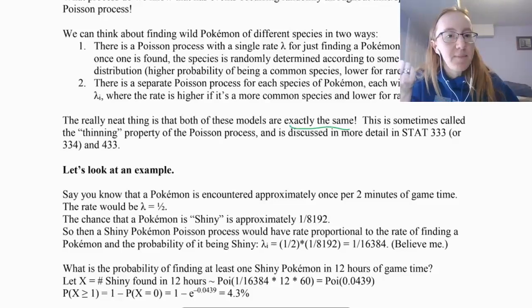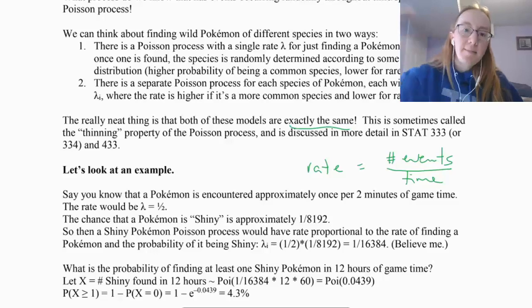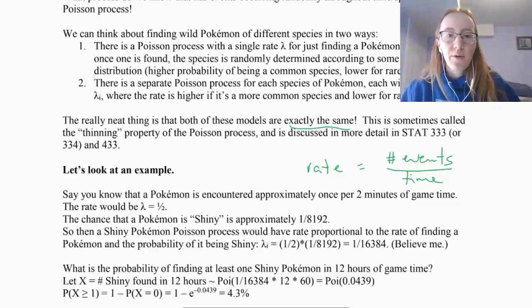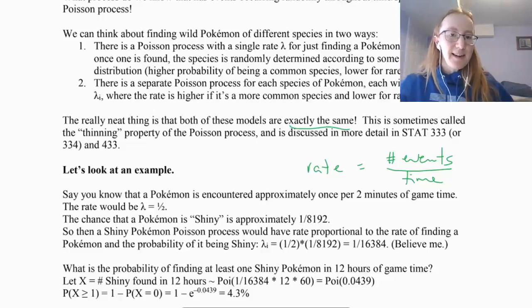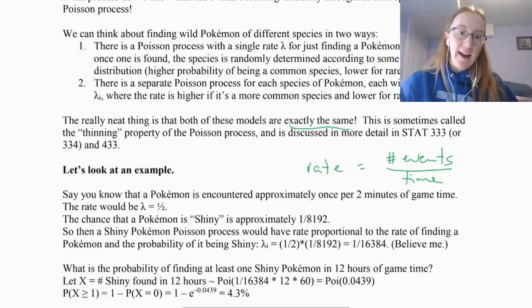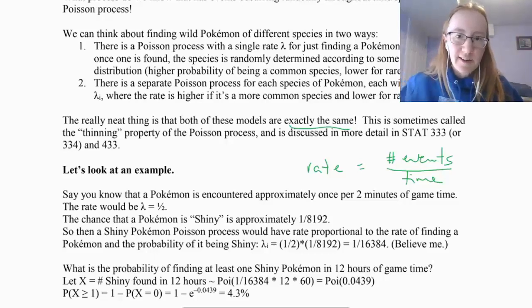Remember, when you're dealing with a Poisson process, the rate is always given as a number of events per unit time. That's what a rate is, a number of occurrences per time. So if we're saying one Pokemon every 2 minutes of game time, that's a rate of 1/2. And we know this is actually true: the chance that a Pokemon is shiny in certain versions of the game is 1/8192.